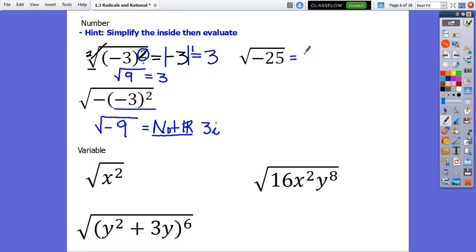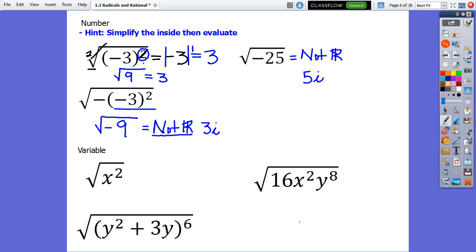Same thing over here. This would not be real, so not real would be appropriate. Or if you do remember a little bit of your complex imaginaries, then you could put, in this case, 5i. Let me rewrite that 5 a little bit.